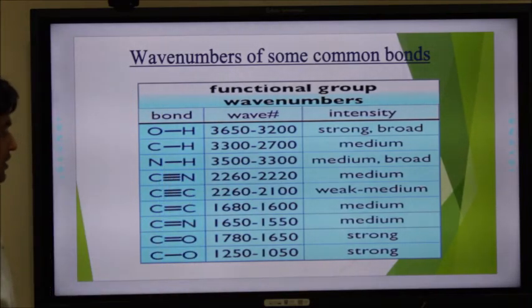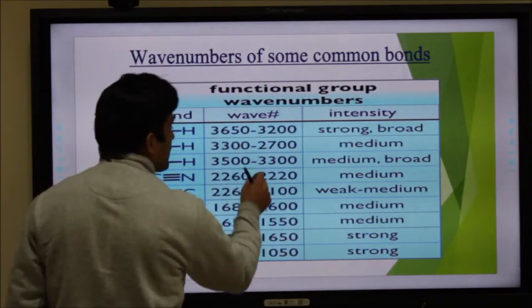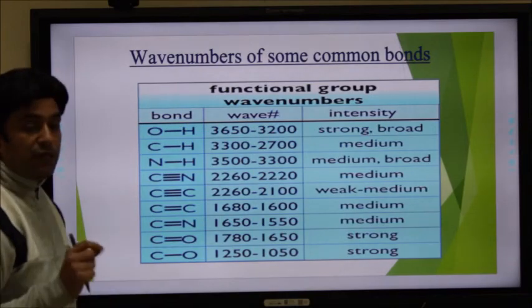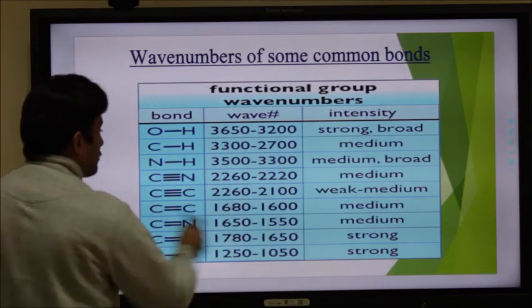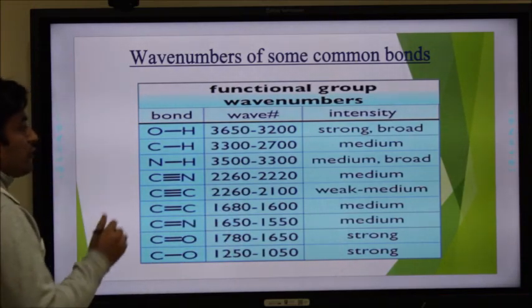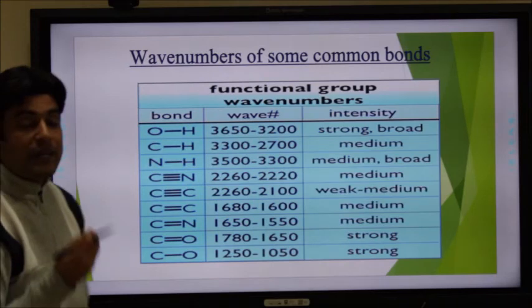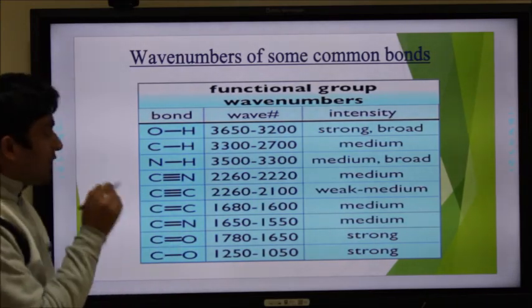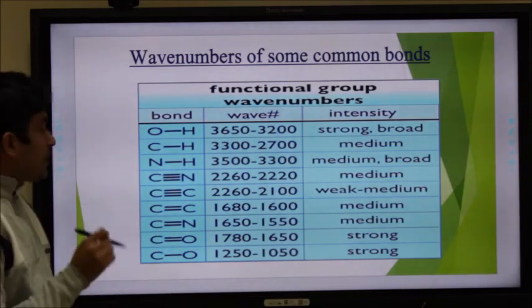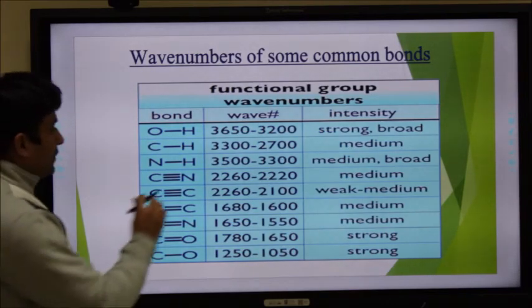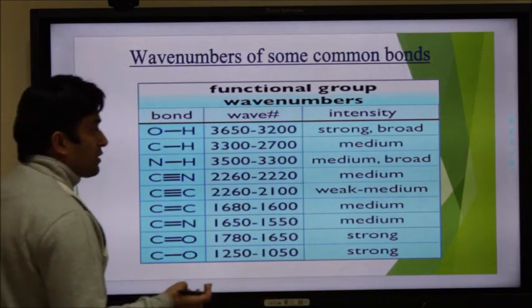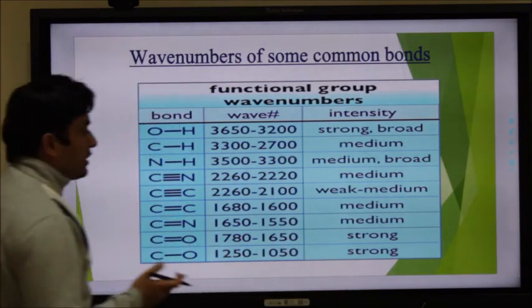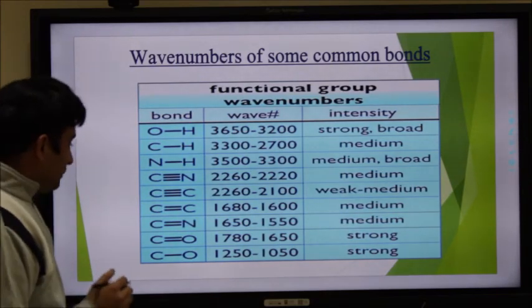See, there is no other way. You will have to remember the different areas where these give their vibrational frequencies. You will have to remember these areas and these values. Then only you will be able to identify which functional group is present in a particular organic compound. I have also told you the types of intensity, whether it's strong, broad, medium, or different kinds of categories.